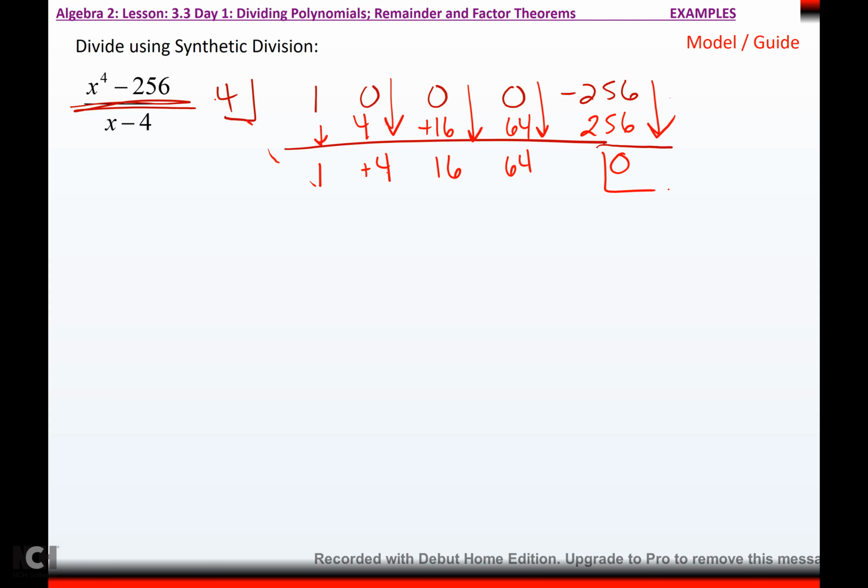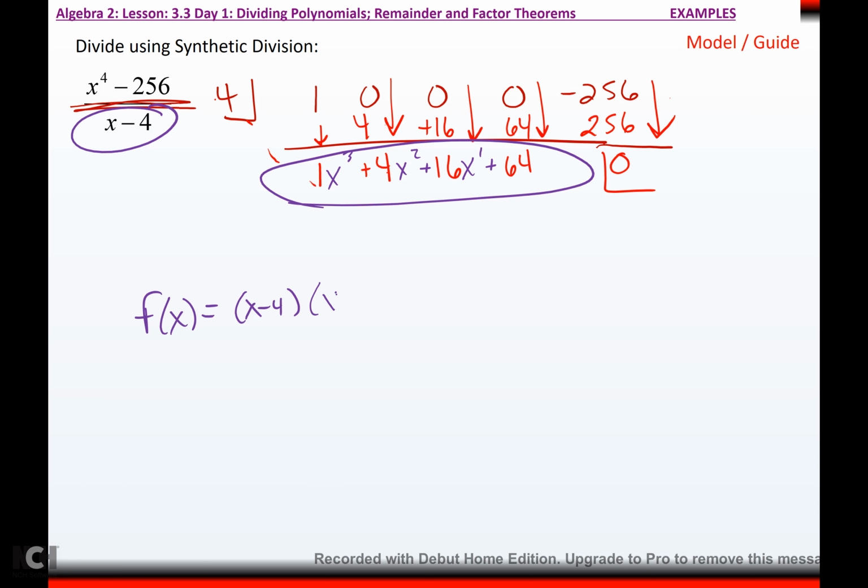So this one came out perfect, which means it actually is a factor. And remember that this would be my constant, so this would be my first degree, this would be my second degree, and this would be my third degree. So my function is equal to my divisor times my quotient plus my remainder. Now when the remainder is 0, you don't have to write it, but you can.